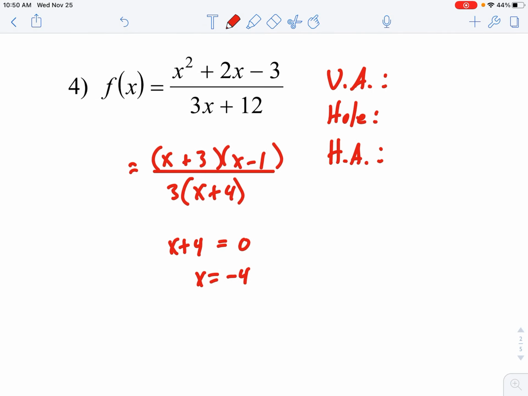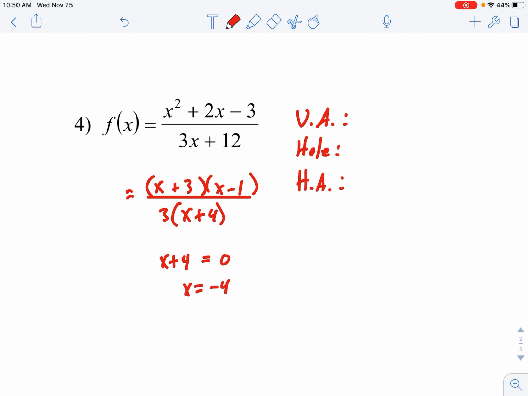That is a discontinuity. What type of discontinuity? Is it a vertical asymptote or a hole? Well, this factor has nothing to cancel with, which means it is a vertical asymptote. It'd be nice if I could write correctly. x equals -4 is a vertical asymptote. Like the last problem, there is no hole in this graph. For the horizontal asymptote, the top is greater than the bottom, so that means there is none.